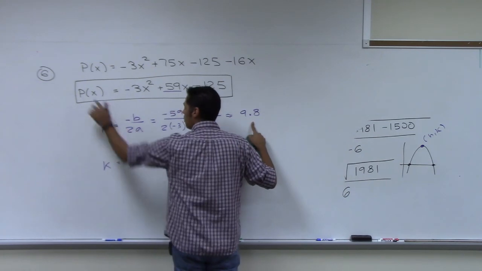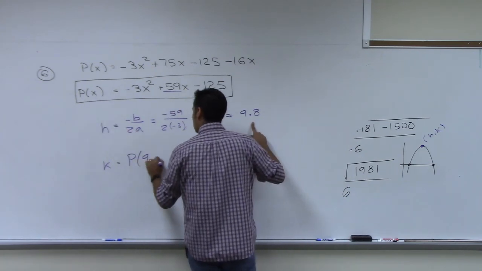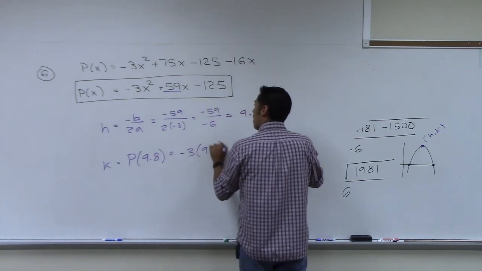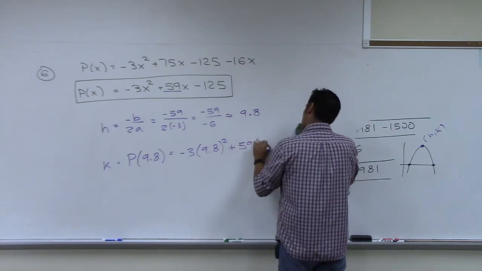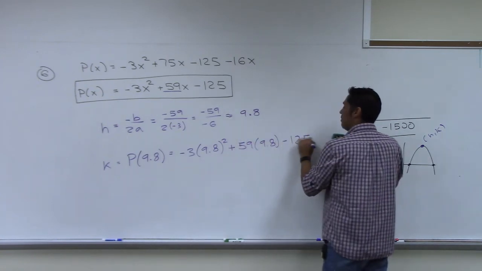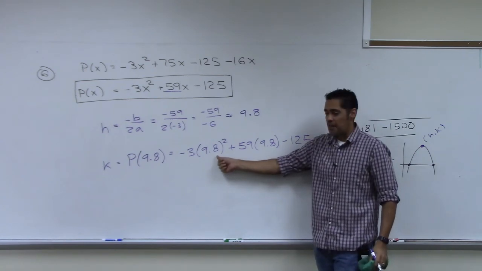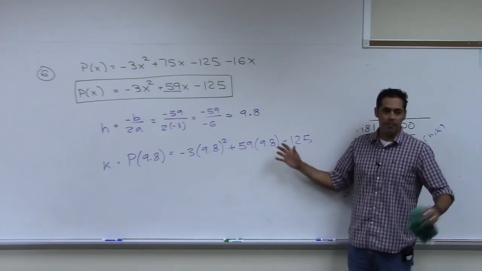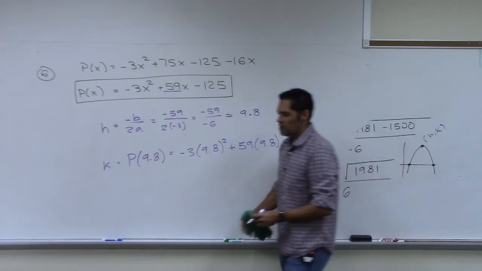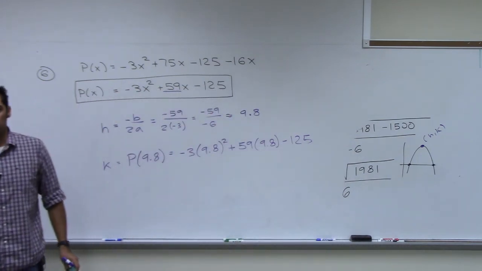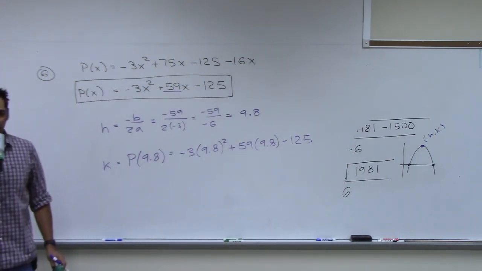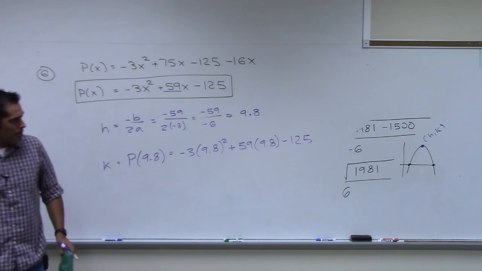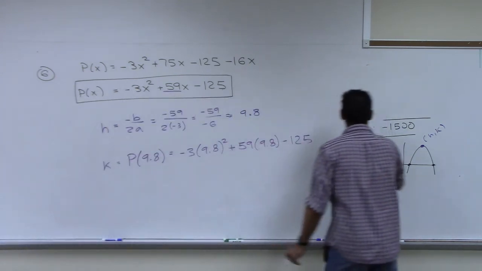So our function is the p function. I'm going to put p of 9.8. And yes, you'll need your calculator here. This is going to be -3 times 9.8 squared plus 59 times 9.8, and then minus 125. So you've got to square 9.8 on your calculator. You've got to multiply it times -3. You've got to go 59 times 9.8 on your calculator, and then put all of this together. Does this seem too far out of line? I mean, it was a homework problem, so if you're freaking out now, you should have been freaking out when you were doing it. And then you should have asked me for help.